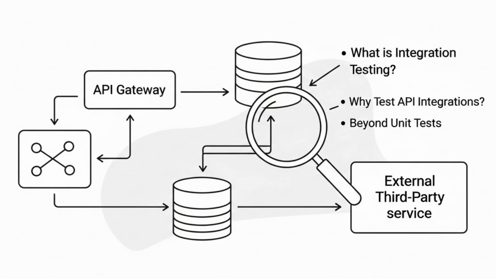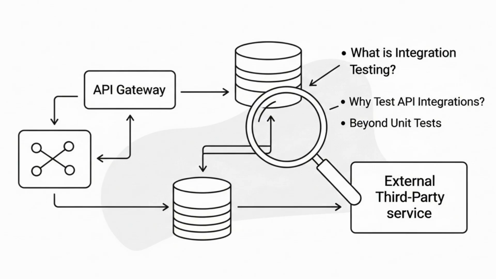Today, we're diving into a crucial topic for building robust applications: integration testing for APIs. You've probably heard of unit tests, which check individual, isolated pieces of code. But what happens when those pieces need to talk to each other? That's where integration testing comes in.